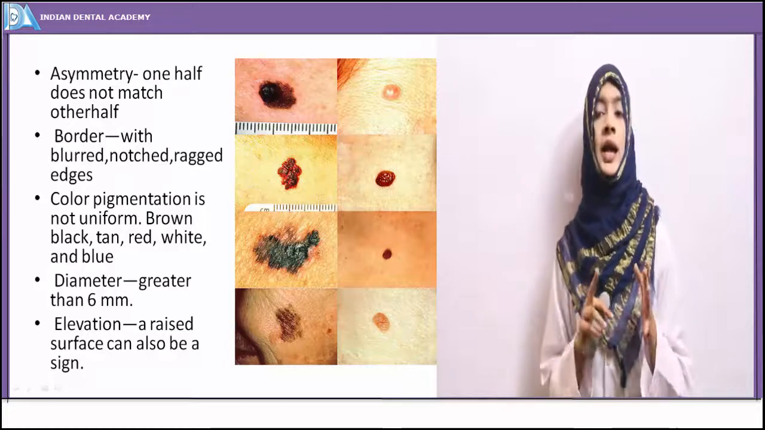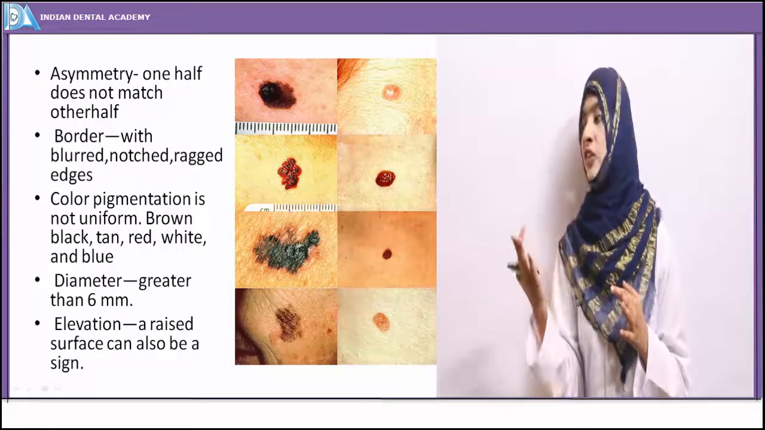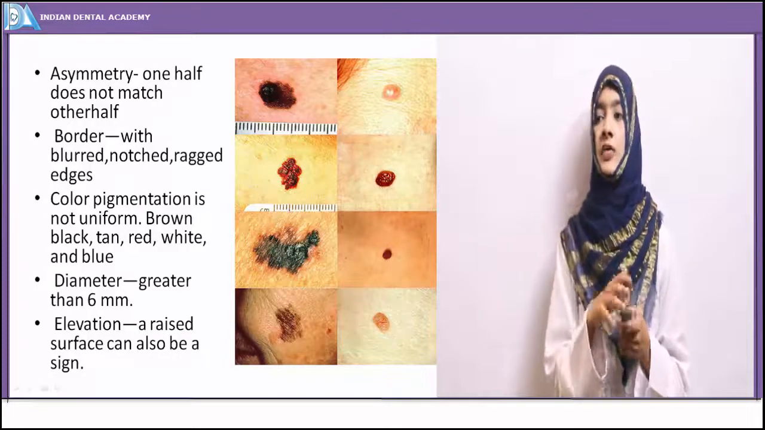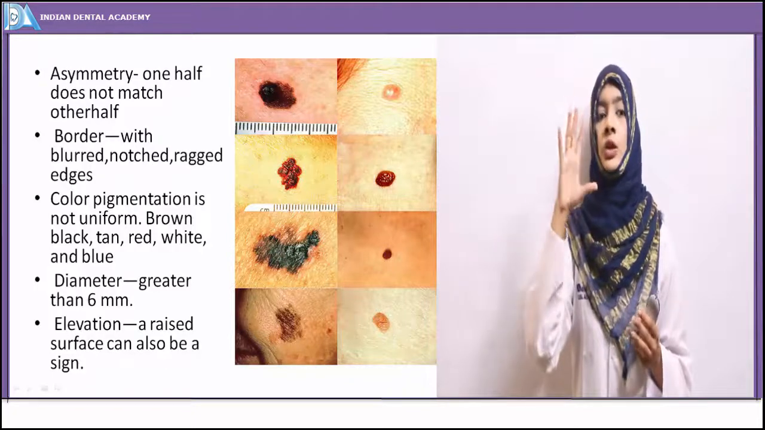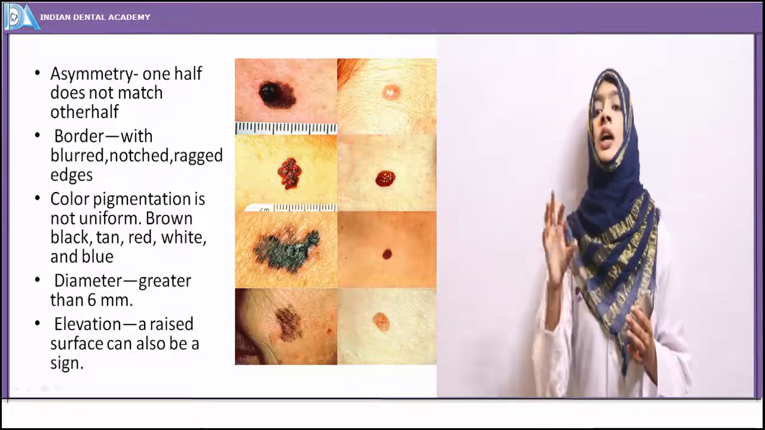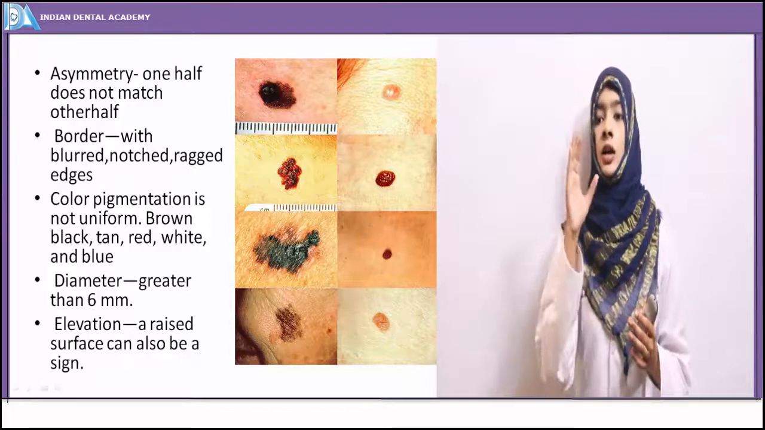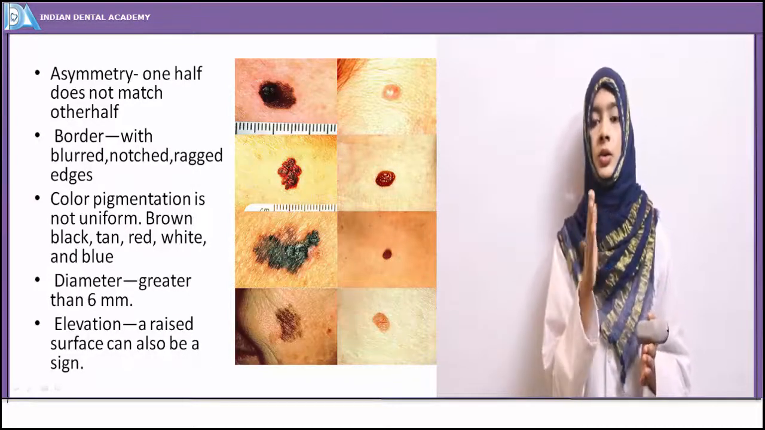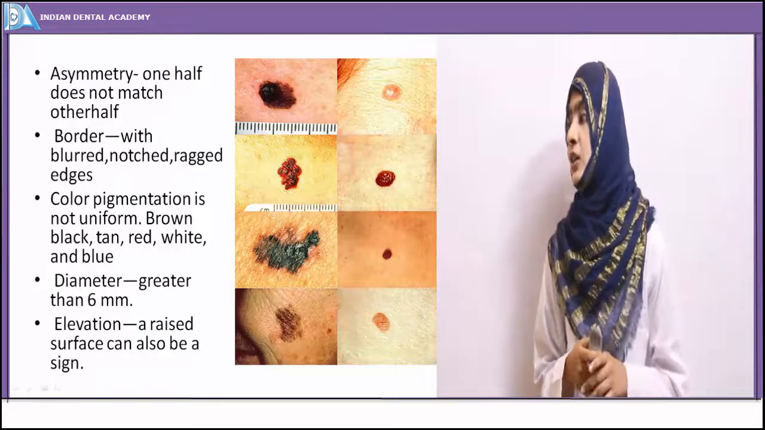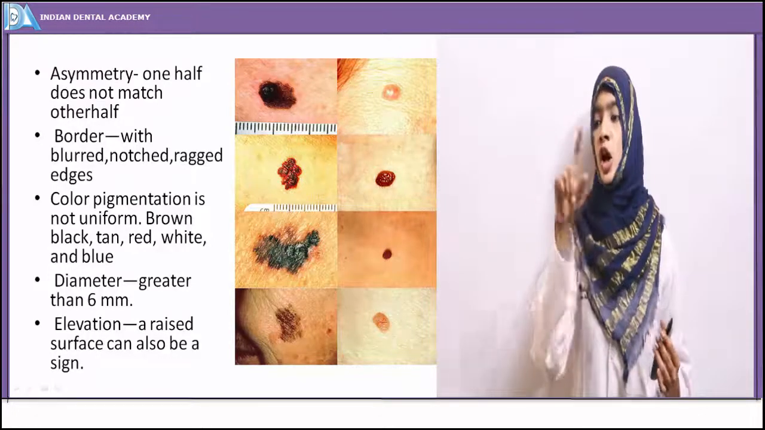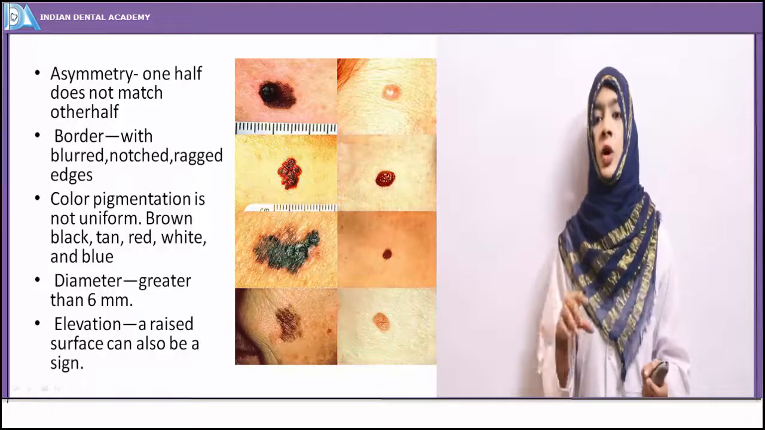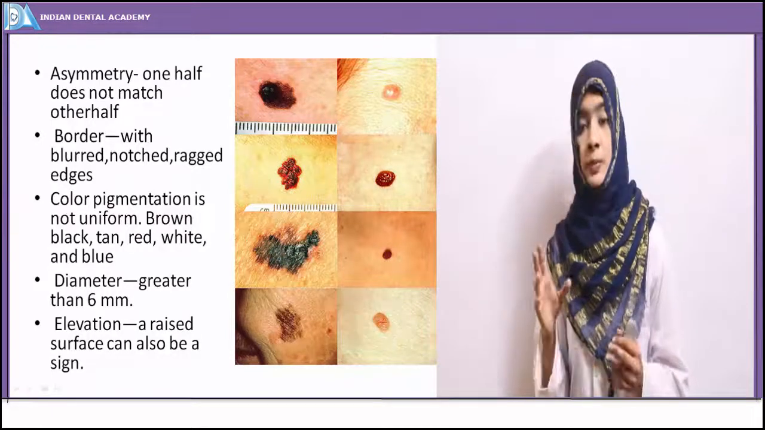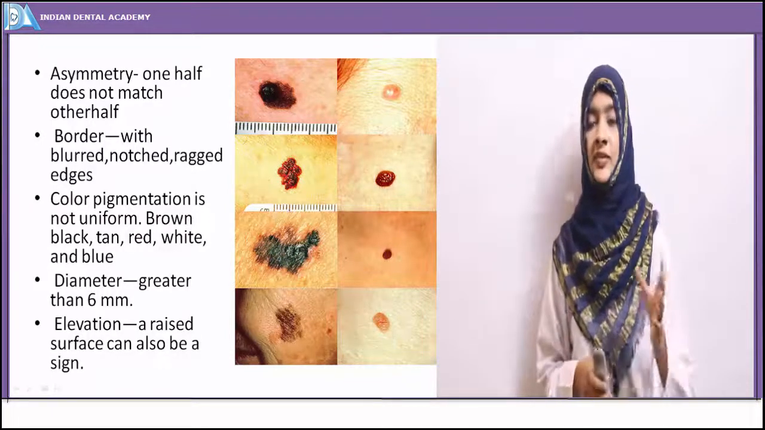It should show asymmetry, that is, one half of the border should not match the other half. So if you see a melanoma, a melanotic macule or a nodule, it should be a spreading one. It should not have any correlation if you divide the nodule into two halves. The border should not be well circumscribed. The border should be irregular, or blurred, notched. It should have ragged edges.